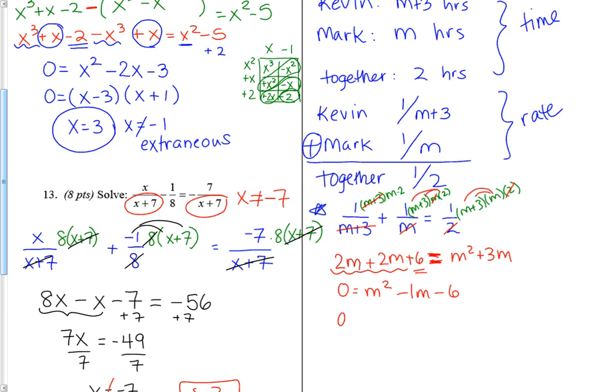So now I can factor. I have what two things multiplied to negative 6 and add to negative 1. That's a negative 3 and a positive 2. Since there's no leading coefficient, I can just jump right into my answers. Set each one equal to 0 gives me m equals 3 and m equals negative 2. Now we have to go back and think about the problem. M is the amount of time it takes Mark to wax the car. Well, Mark can't wax a car in negative 2 hours, so we've got to cross that solution out. And our final answer is it takes Mark 3 hours working alone.